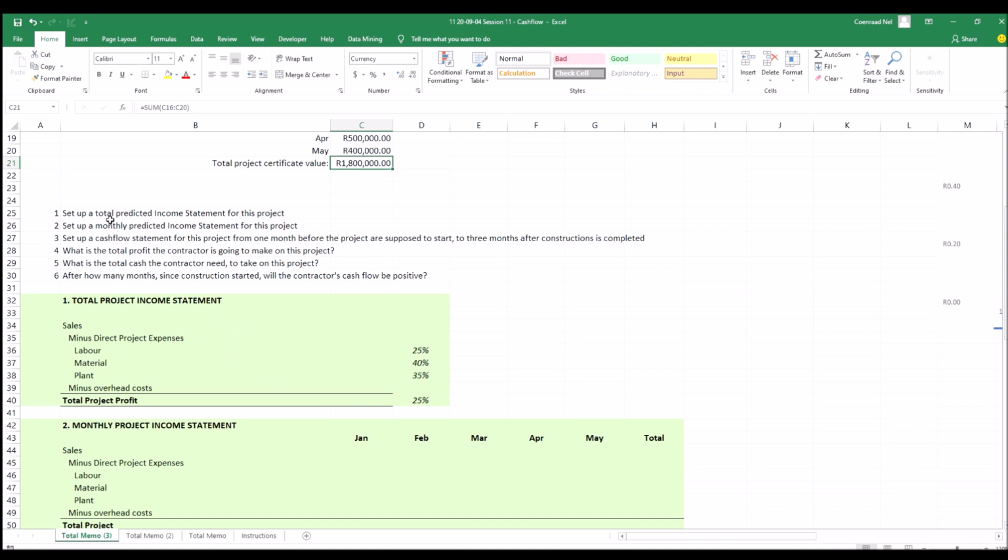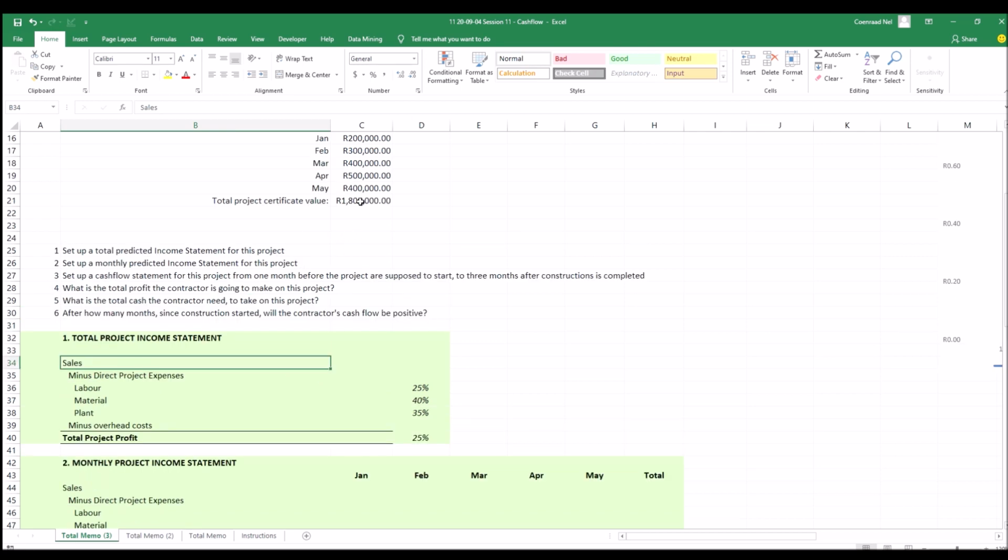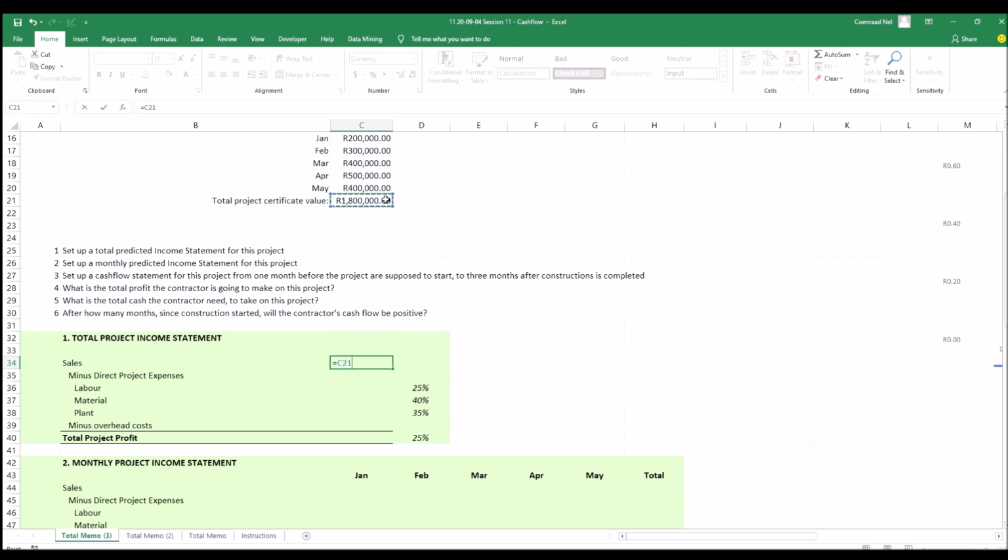Good. So the first question that they ask is to set up a total predicted income statement for this project. Remember, the income statement is sales or income minus direct project costs minus overhead costs. That gives me my total project profit. Okay, so let's have a look. We already know what the sales are. We know the total project certificate value is 1.8 million, so we can put that in. That is 1.8 million rand.